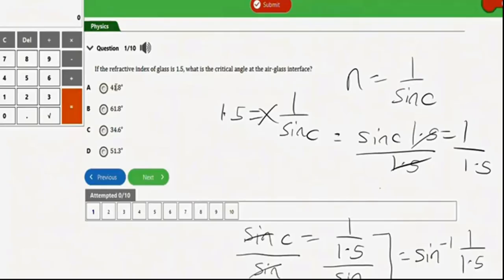So the correct option in this question is option A. Alright, so take note of this particular question in case it gets repeated. The right figure is 41.8 degrees. That's what we're going to get as the answer. Okay, so let's wipe this now, solve the next repeated question.